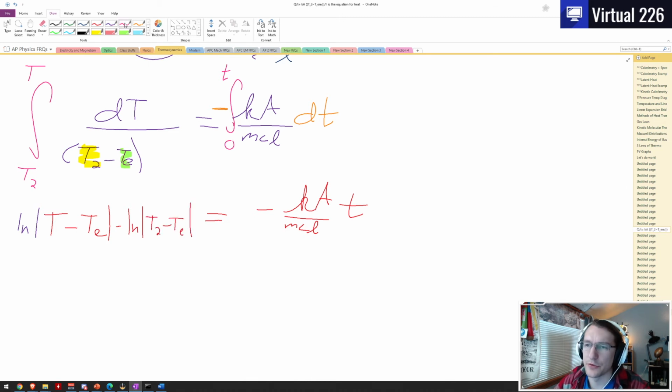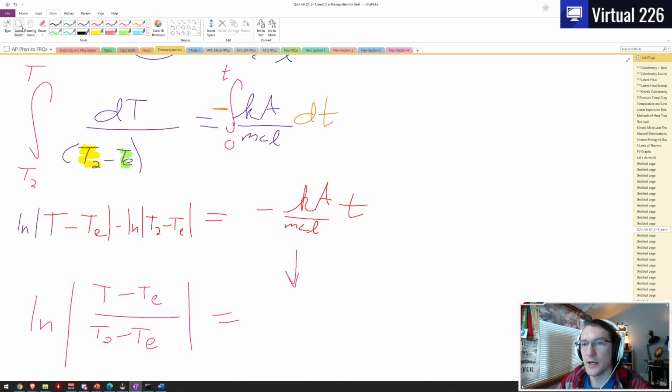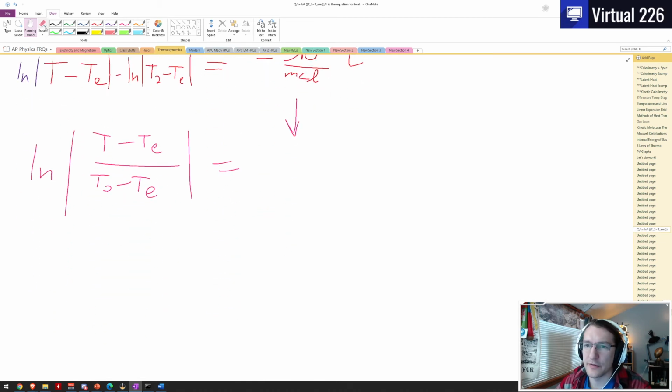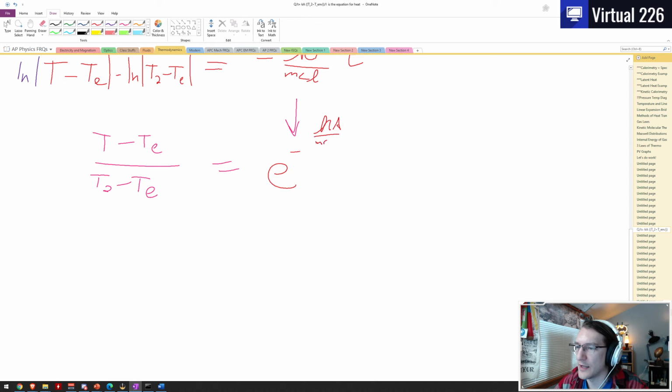And then using log rules here, we can see that this is actually the natural log of T minus TE over T2 minus TE. And that's going to equal all of this. And then because nobody likes logs in their life, we exponentiate both sides. So this goes away, and we get e to the negative Ka over MCL T. So this looks very similar to what we had earlier on in the year. And at this point, it's just a matter of moving some objects around.